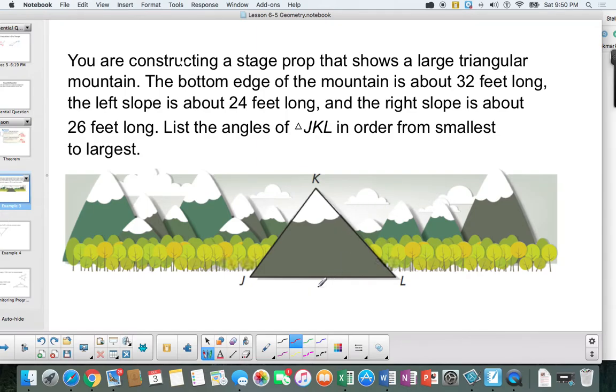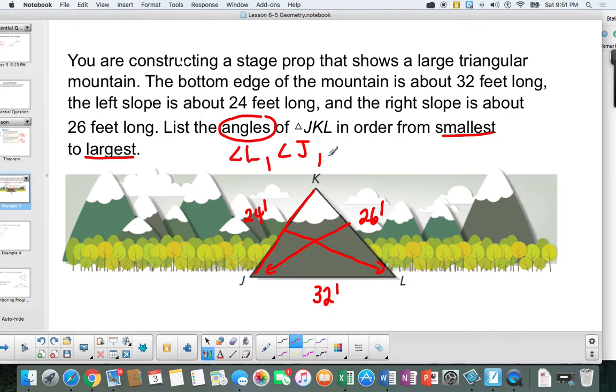We know that this length is, at the bottom edge, 32 feet. Left slope is 24 feet. Right slope is 26 feet. They're asking us to order the angles from smallest to largest. The shortest side, right here, is going to have the smallest angle opposite. So angle L. Our next side is 26, and it's opposite angle J. And then our largest angle will be angle K.